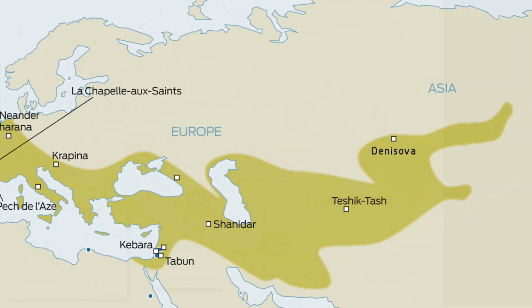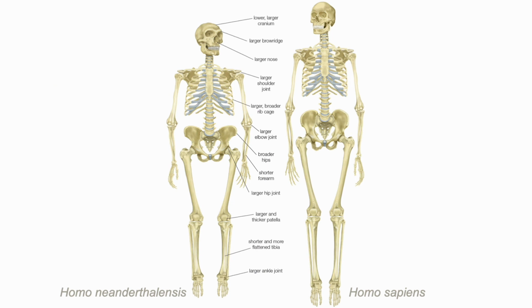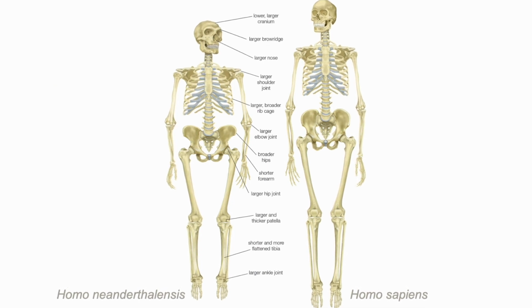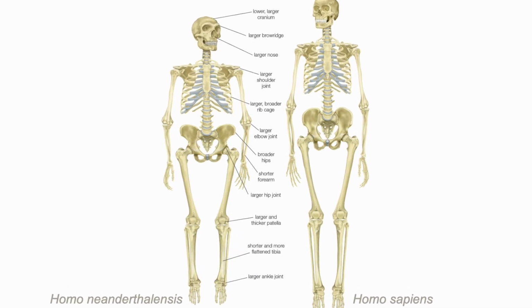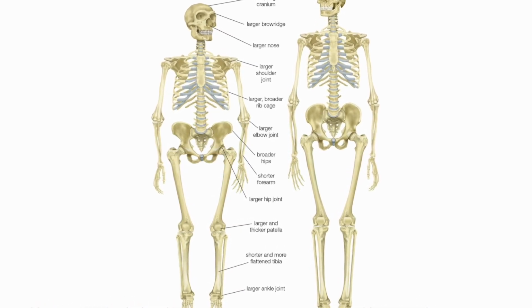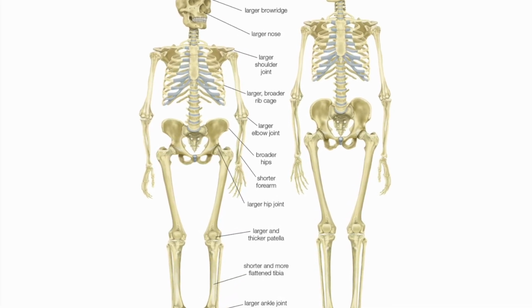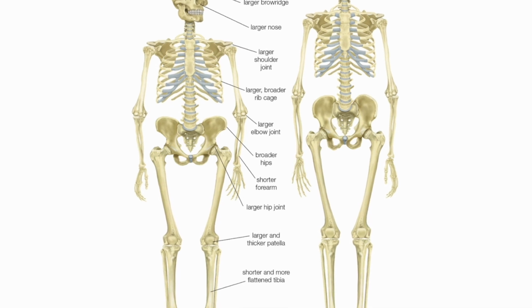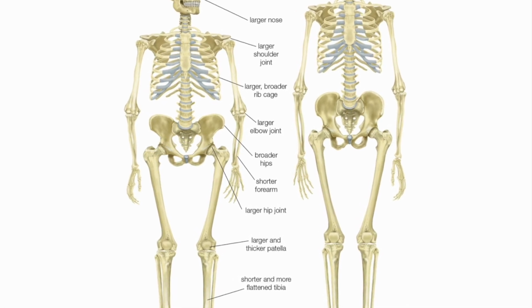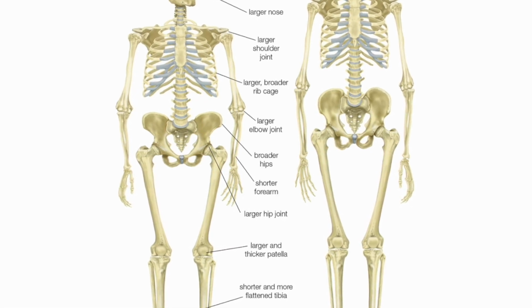And at the same time, we see the evolution, the development of Homo sapiens, anatomically modern humans, in Africa. Here we have a comparison between the skeletons of Homo neanderthalensis and Homo sapiens. And at a first pass, they look broadly similar. But actually, when examined in detail, there are differences observable in practically all of the bones of the head and the body.